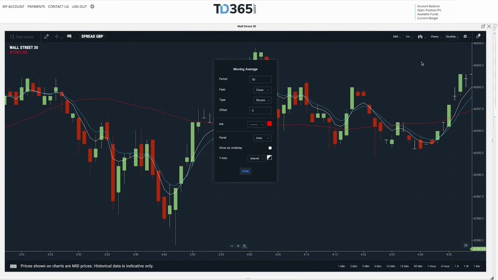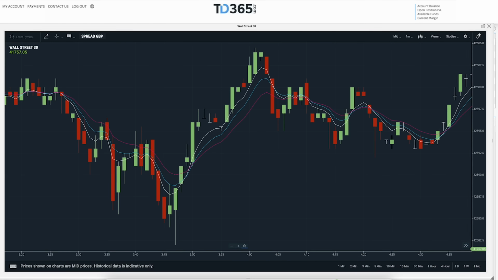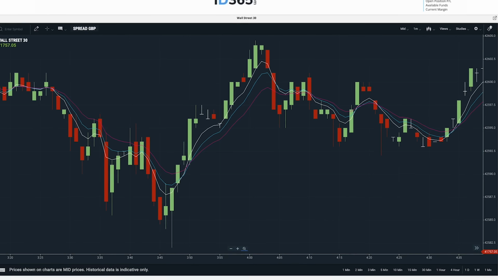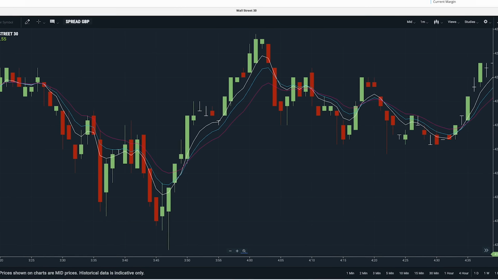Now you can use this 5, 8, 13 SMA crossover strategy with exponential moving averages too, in exactly the same way. I just need to make sure that I select exponential in this box here, and I'll add all 3 of those onto the chart. So now I've changed the 3 SMAs that we had before to EMAs, and we can use the same crossover strategy in the same way.